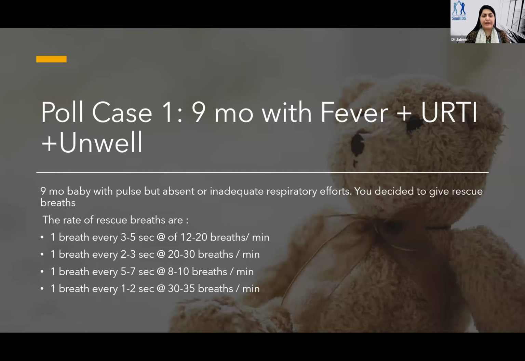One breath every 3 to 5 seconds at 12 to 20 breaths per minute, one breath every 2 to 3 seconds, one breath every 5 to 7 seconds, and one breath every 1 to 2 seconds.